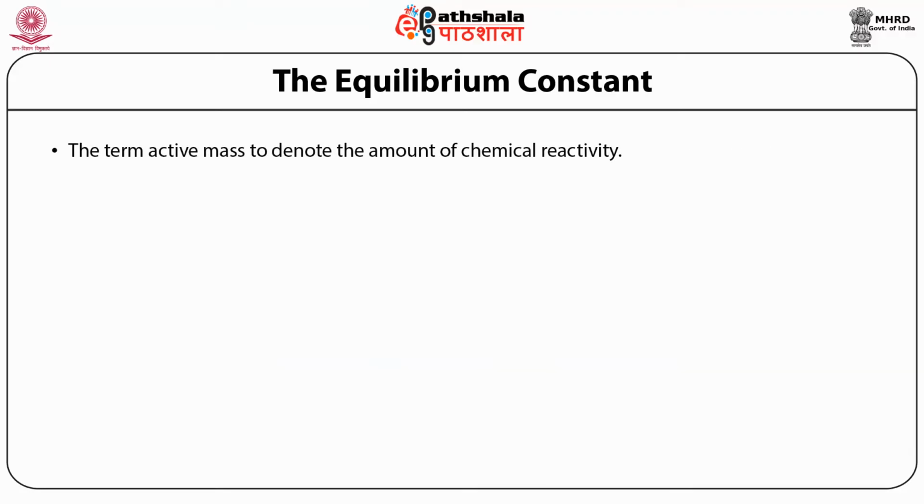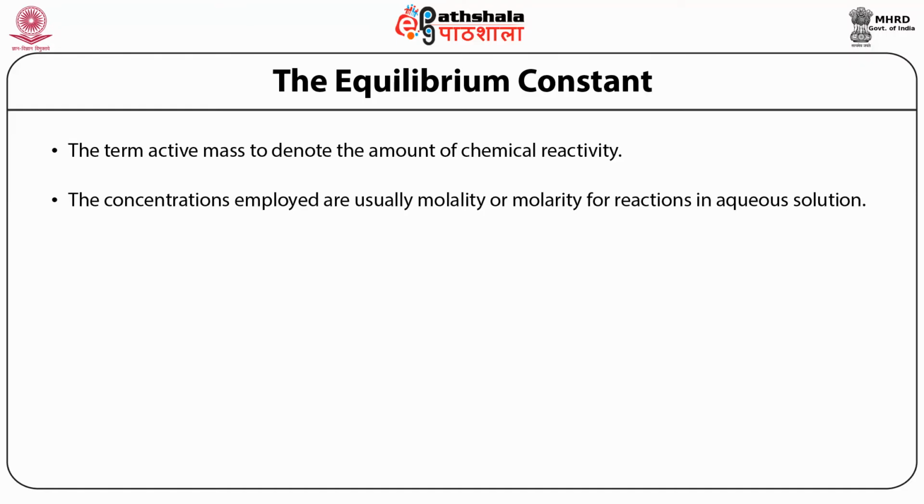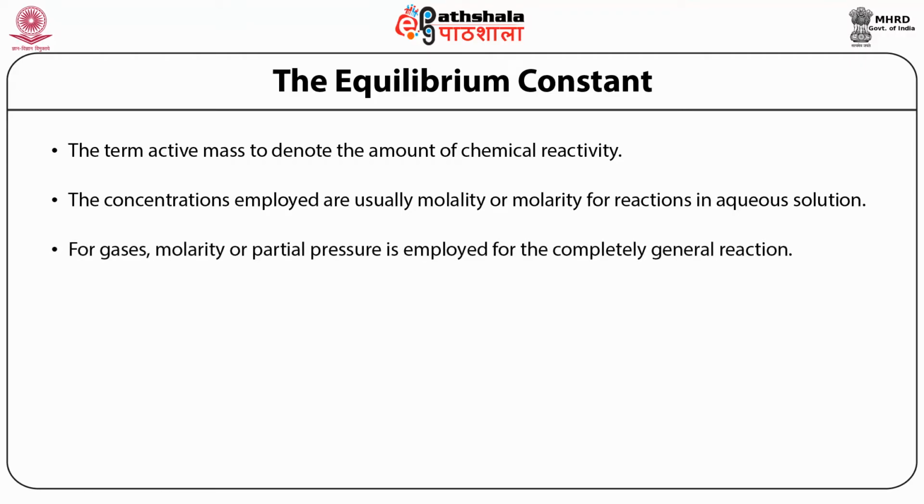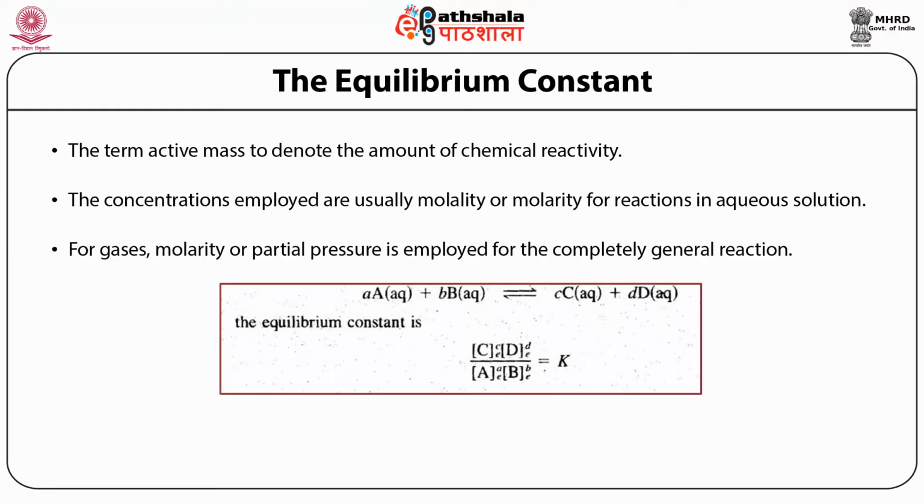The term active mass was used to denote the amount of chemical reactivity. Chemists today use the term activity as the best meaning of active mass, and concentration as an approximation when the activity is not known. The concentrations employed are usually molality or molarity for reactions in aqueous solutions. For gases, molarity or partial pressure is employed.